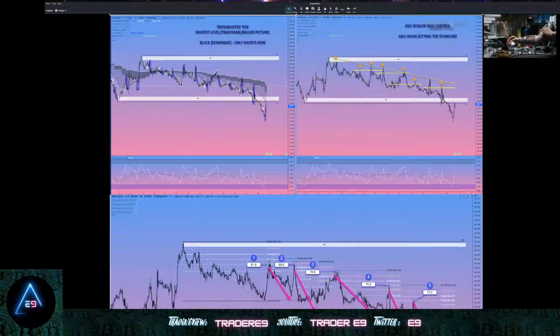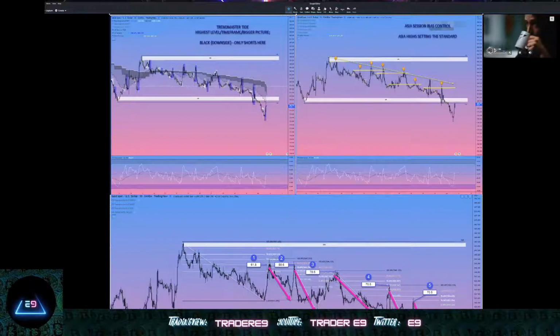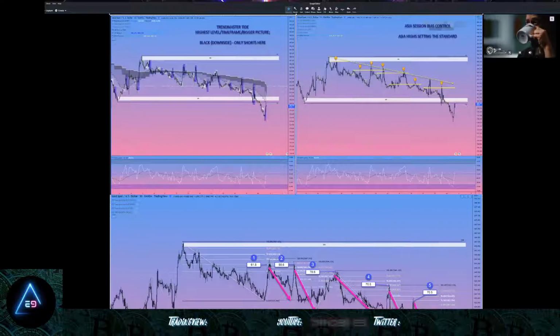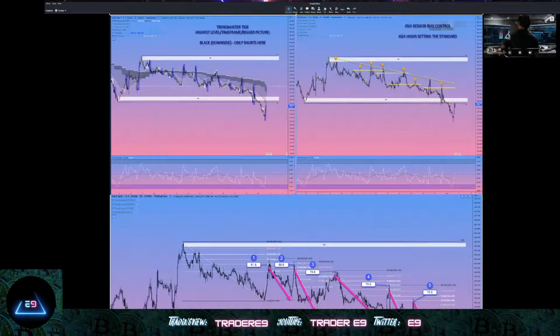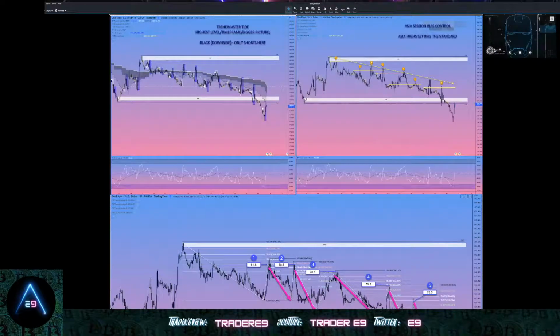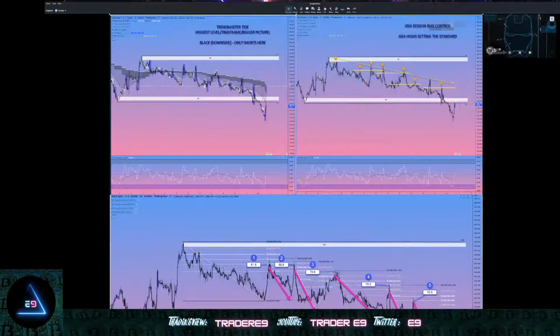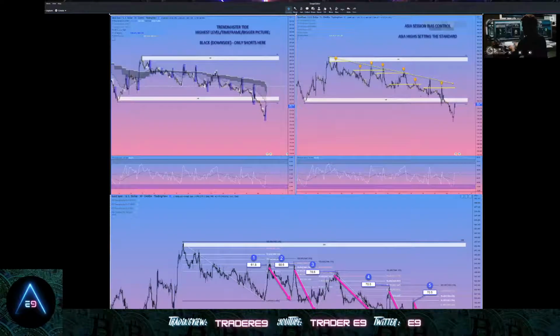So that's the first thing. Everything's to the downside. Shorts only. Even I have a hard time doing this. This is why you have to just take the trendmaster with the tide. So the tide's down. Now let me just look at this.